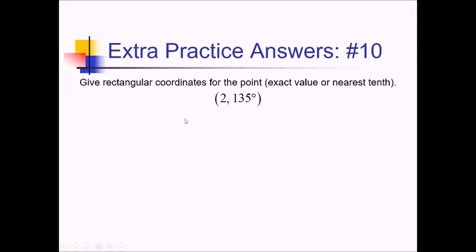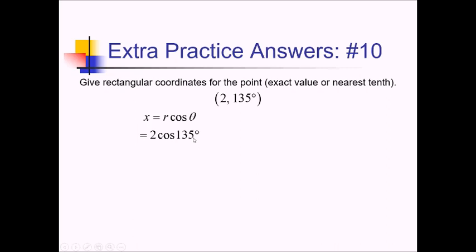For this problem, we want to convert the polar coordinate 2, 135 into a rectangular coordinate. So we need an x and a y out of this. For x, we need r times the cosine of theta. That's 2 times cosine of 135 degrees. And we're going to use some reference angles and a little bit of trig magic here.